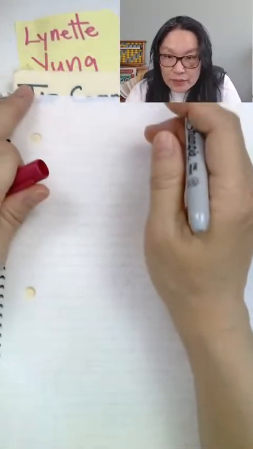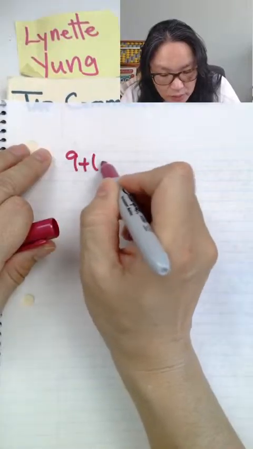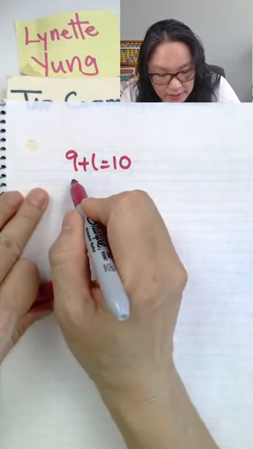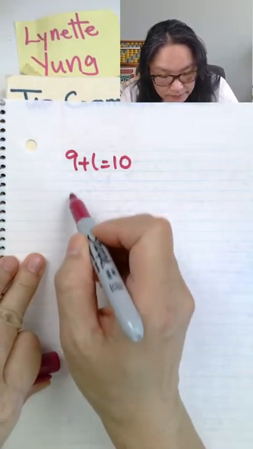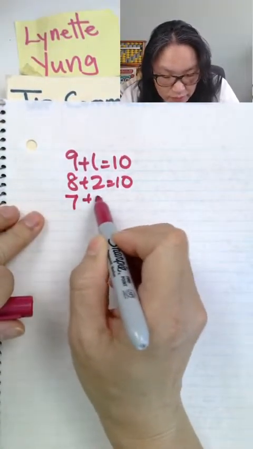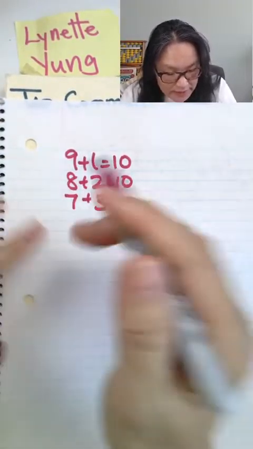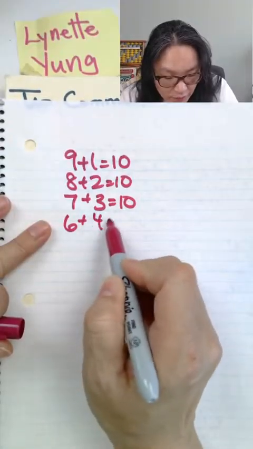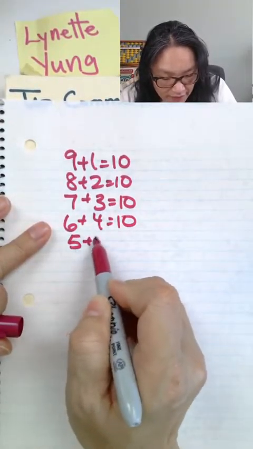To make a 10, we can start with 9 plus 1 is equal to 10, right? And then 8 plus 2 is 10. And we just go down. This is how you make a 10. This is the fundamental thing. 6 plus 4, and then 5 plus 5.